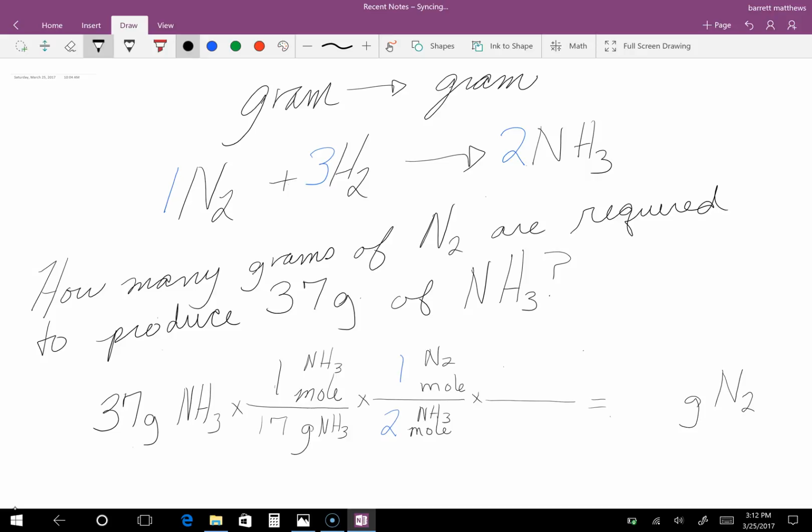Now I have moles of nitrogen, but that's not what I want. I want grams of nitrogen, so I need 1 more conversion factor. Put my answer units on top. Nitrogen goes on top. My adjacent unit of moles goes on the side. It's always 1 mole for molar mass. Molar mass will be 28. And I get a final answer of 30 grams of nitrogen.